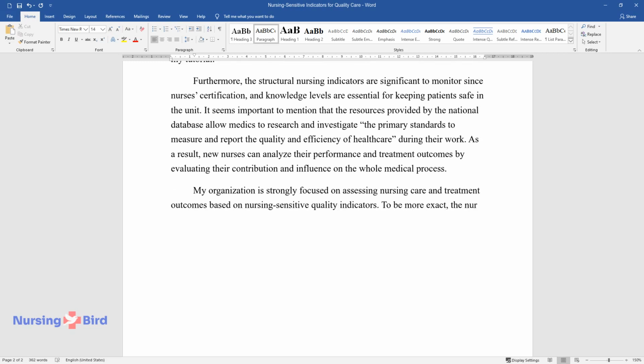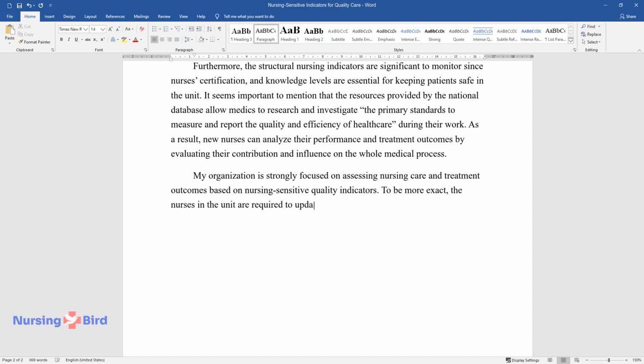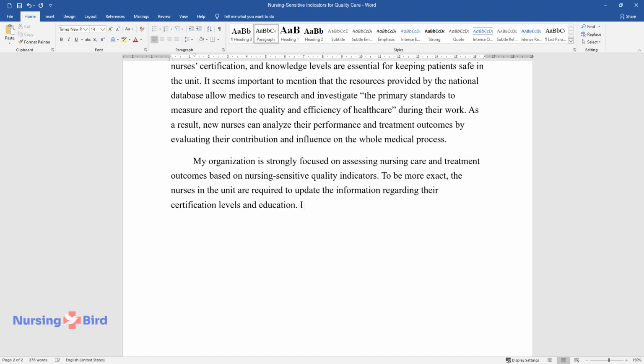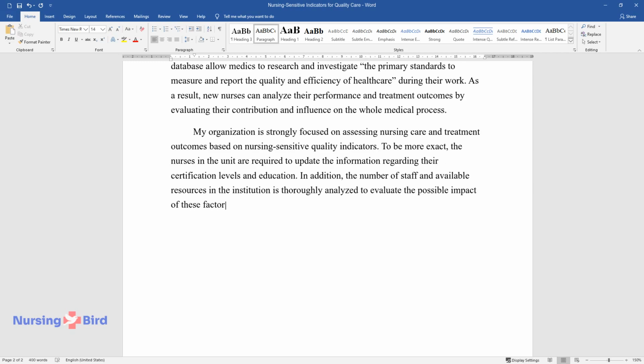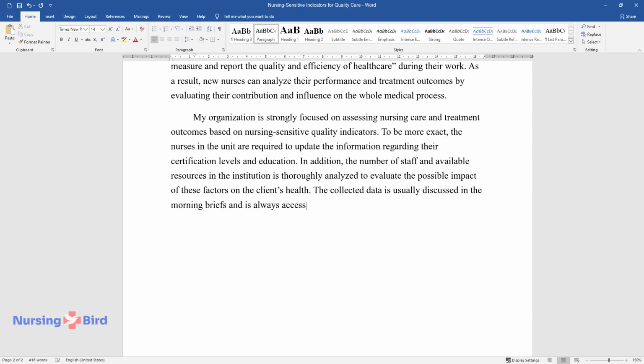My organization is strongly focused on assessing nursing care and treatment outcomes based on nursing-sensitive quality indicators. To be more exact, the nurses in the unit are required to update the information regarding their certification levels and education. In addition, the number of staff and available resources in the institution is thoroughly analyzed to evaluate the possible impact of these factors on the client's health. The collected data is usually discussed in the morning briefs and is always accessible to all the medical staff.